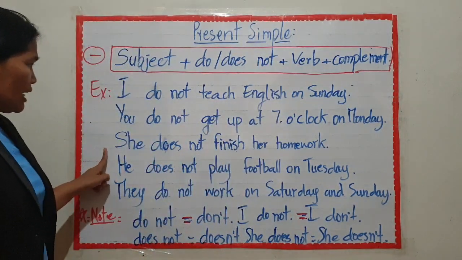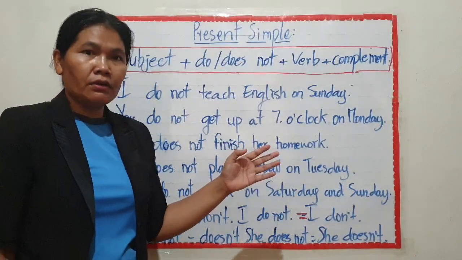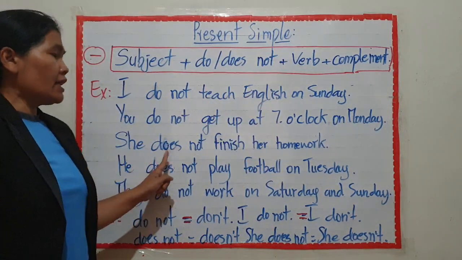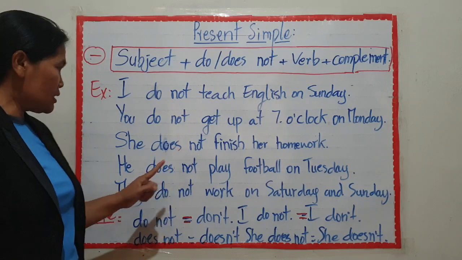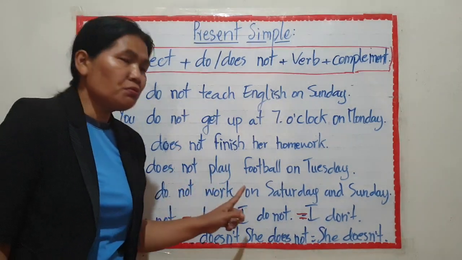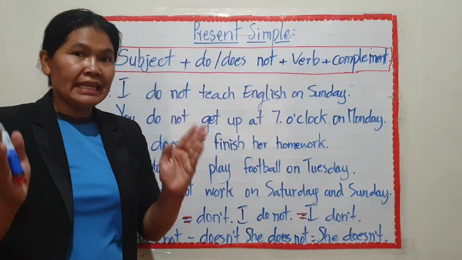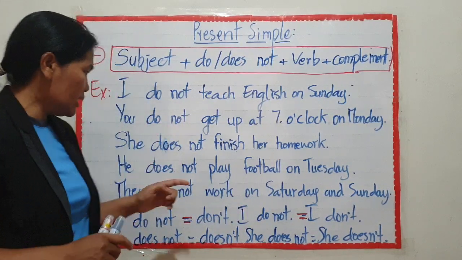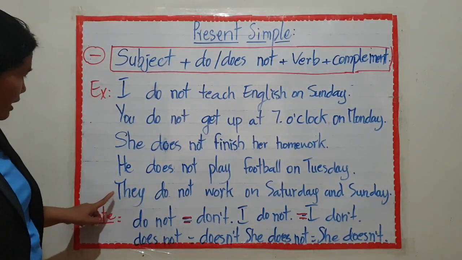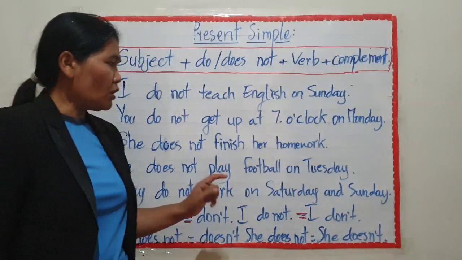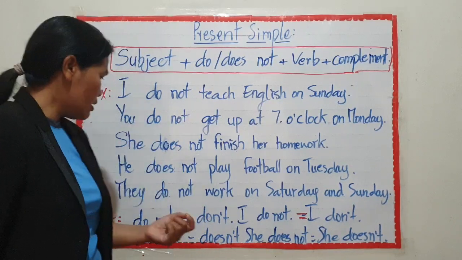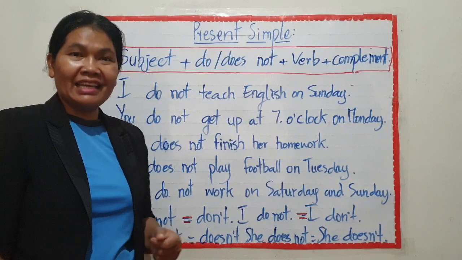Okay. She does not finish her homework, so when you make it short, it's going to be she doesn't, right? She doesn't finish her homework. Okay. One more. He does not play football on Tuesday becomes he doesn't, right? He doesn't play football on Tuesday. One more, the last one, everyone. They do not work on Saturday and Sunday becomes they don't. They don't work on Saturday and Sunday.